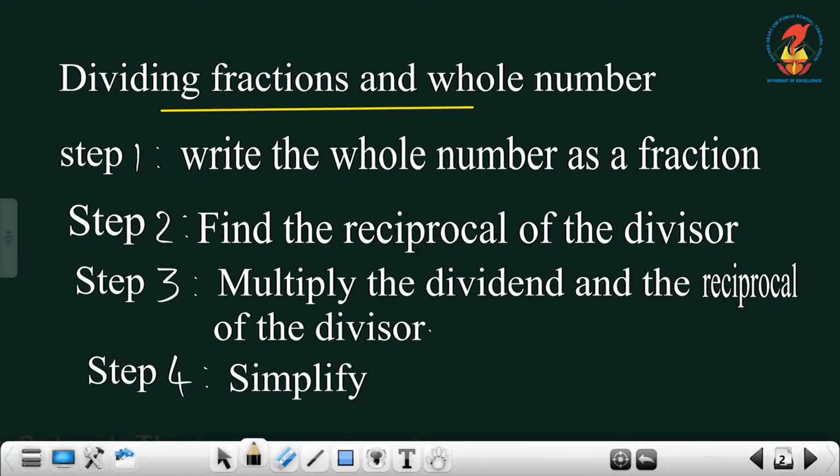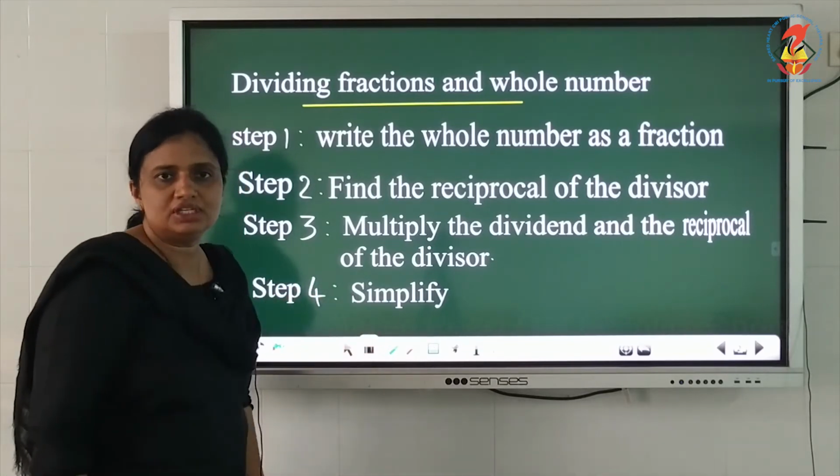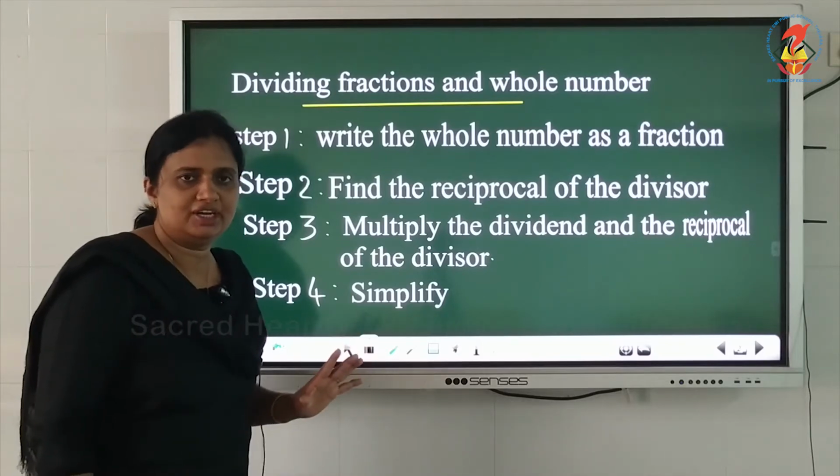And step 2 is find the reciprocal of the divisor. Okay, find the reciprocal of the divisor. After that, step 3 is multiply the dividend and the reciprocal of the divisor. Same like fraction multiplication only, right? After that, you need to simplify also. I will give you some problems, then you will understand.